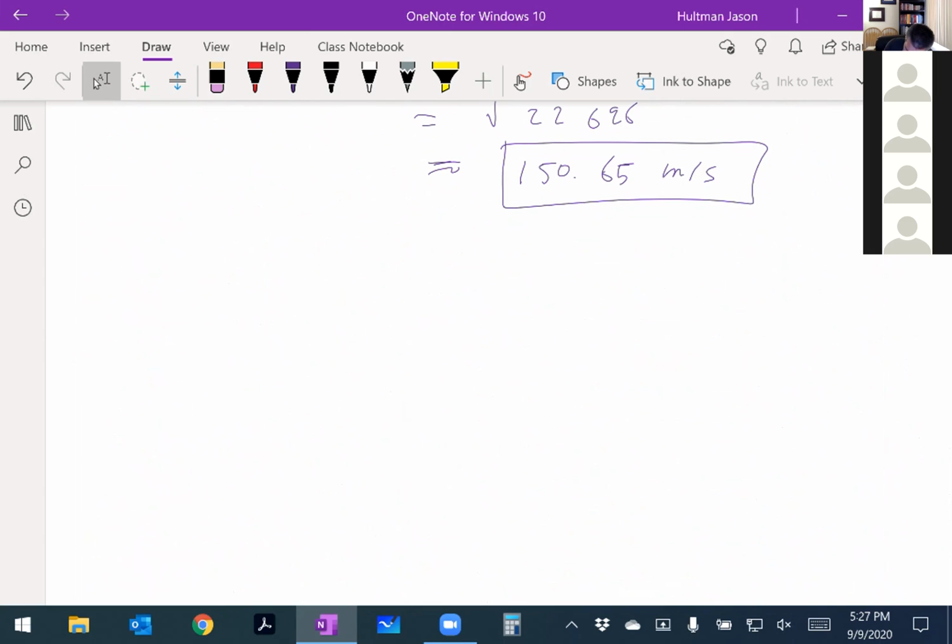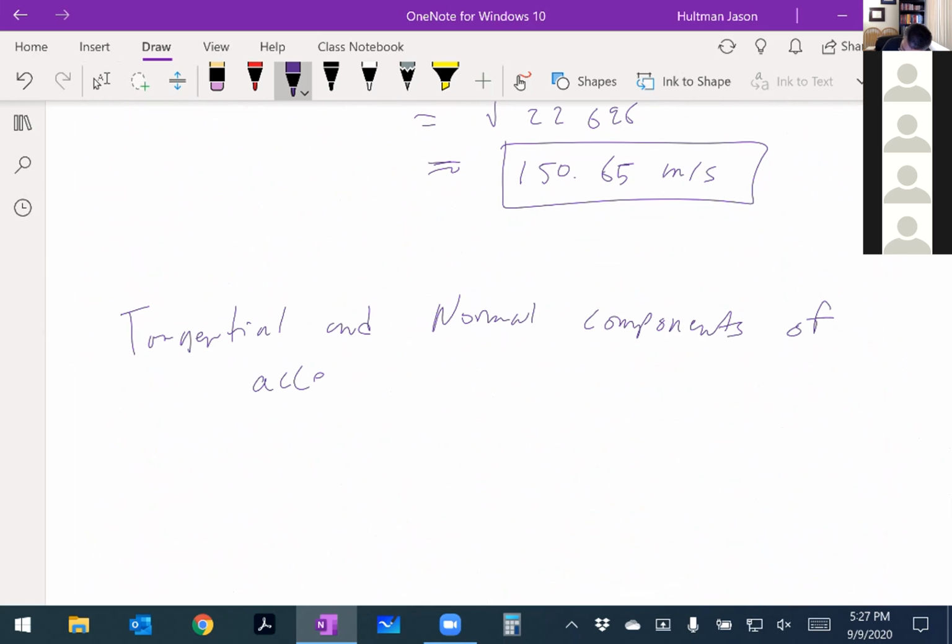Okay, let's look at tangential and normal components of acceleration. Tangential and normal components of acceleration.